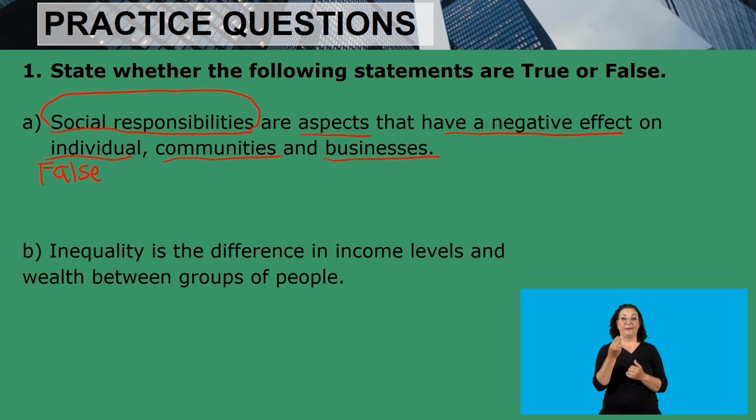Now let's look at number B. Inequality is the difference in income levels and wealth between groups of people. So is this statement true or false? The statement is true because obviously there's a difference. If these people had the same income levels and the same wealth, then it was going to be equality. Now that there's an imbalance, the answer is true, it is inequality.